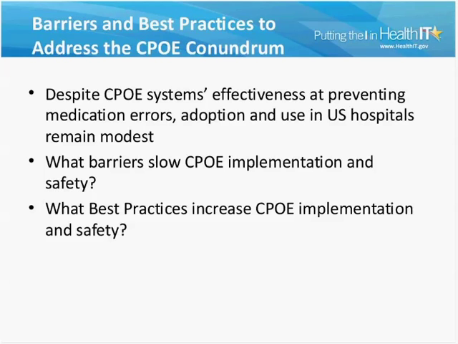Okay, so despite the CPOE system's effectiveness at preventing these medication errors, adoption and use in U.S. hospitals is slow. A study in 2003 showed that only 5 to 10% of hospitals were using these systems. So Scott and I are going to discuss what these barriers are and what the best practices are. As far as the cost for these CPOE systems, it can be $10 to $30 million for large systems and $3 to $10 million for small systems.